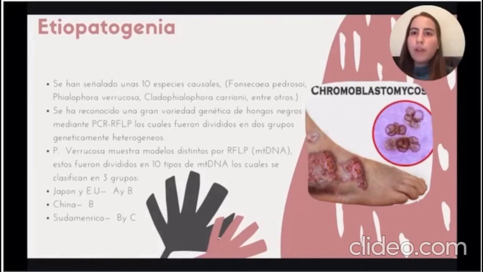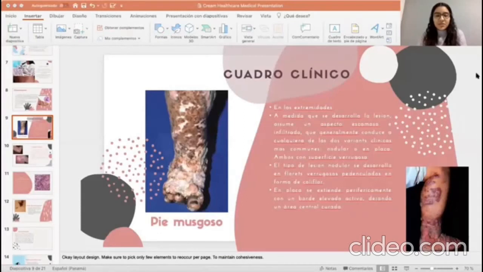Clinical manifestations. The site most commonly affected is the lower extremities. As the chromoblastomycosis lesion develops, it assumes a scaly and infiltrated aspect, generally leading to either of the two most common clinical variants, nodular or plaque. In both types, the surface is verrucous. The nodular type of lesion normally develops into verrucous, pedunculated, cauliflower-like florets. The plaque is peripherally with an active raised border, leaving the central area with atrophic scarring.